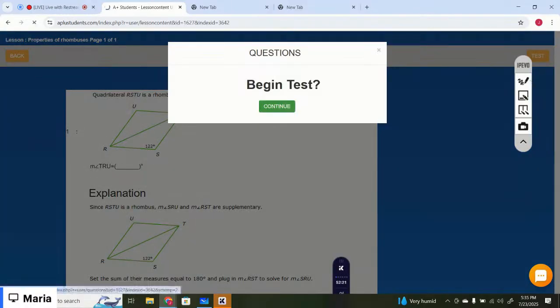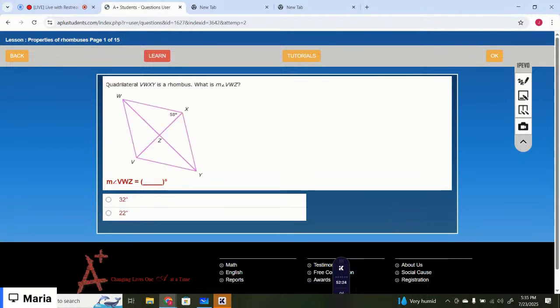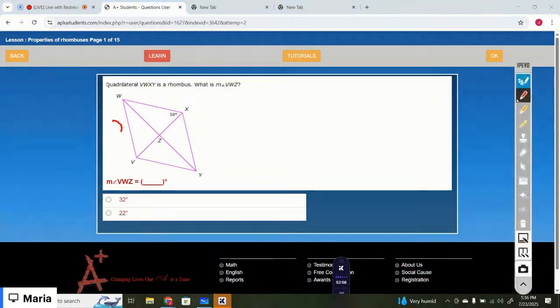Let's just start with the test questions. Quadrilateral VWXY is a rhombus. What is the measurement of angle VWX? So we need to find the measurement of angle VWX. VWXY is a rhombus, so opposite angles are congruent. Also VX bisects angle VWX.